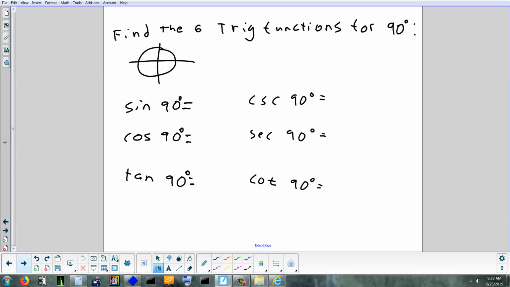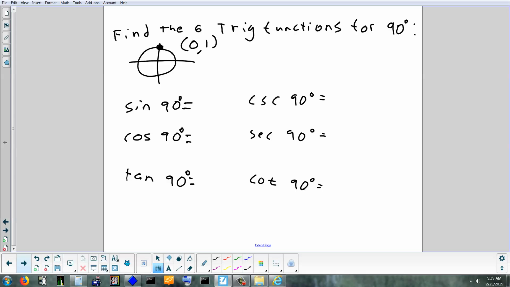Now, if you don't remember where it is, draw your circle and just think of where the angles are labeled, right? Starting on the positive x-axis. Where's 90 on the circle? Yep, it's at the top. And if I pick the coordinate that's at the top, William, what's the coordinate for the point that's at the top? The x coordinate is 0 and the y coordinate is 1. 0, 1. Yep.